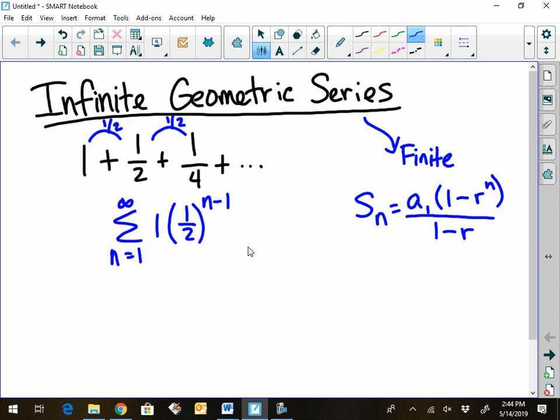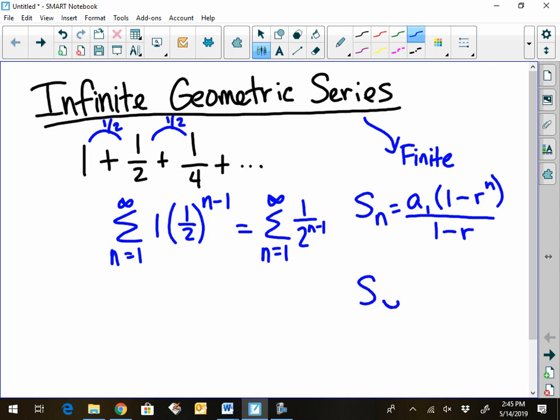Another way people might write this is they'll say the sum, n equals 1 to infinity, of just 1 over 2 to the n minus 1. So these two are equivalent, right? So remember, with our exponent, we can distribute that to both. 1 to any power just stays as 1. So really it's just that 2 that's changing. Now, if we plug this in before, we would start with 1 times 1 minus 1/2 to infinity over 1 minus 1/2. Well, that doesn't quite work as we're going to infinity. But I want us to think about that a second.